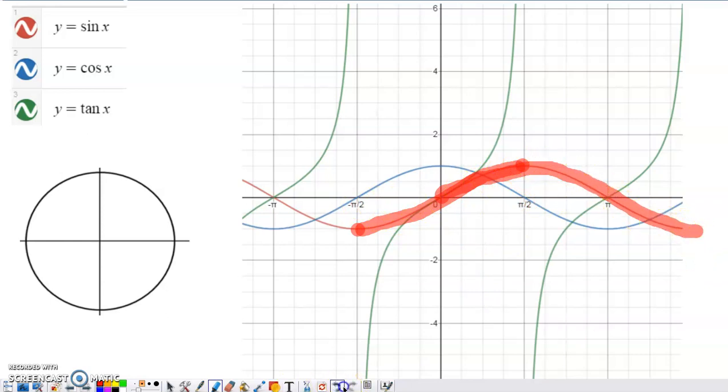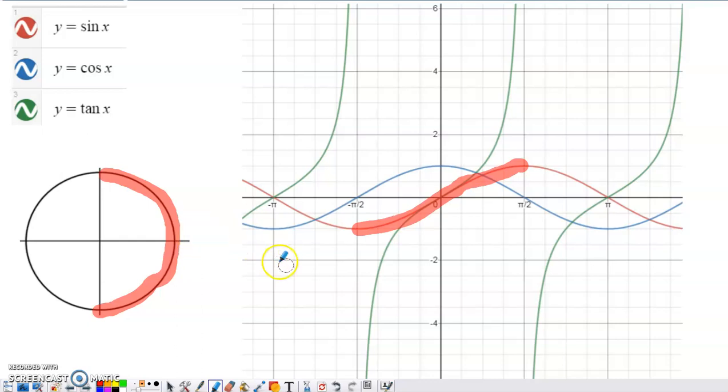So I'm going to get rid of some of this highlighting, and we'll highlight the principal values for the inverse sine function. The inverse sine function is always going to return a value between -π/2 and π/2. So when you evaluate inverse sine, you're always going to get an angle that comes from this stretch of the unit circle, somewhere between -π/2 and +π/2.